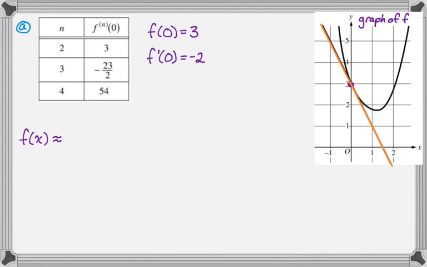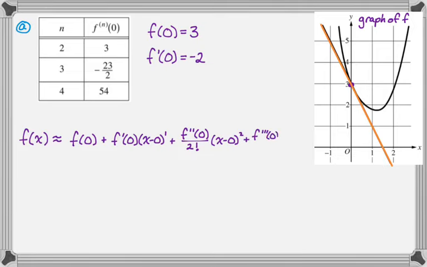So f of x is approximately equal to, because we're only using the third degree, we're not going to infinity, the value at 0 plus the derivative times x minus 0 to the first, plus the second derivative over 2 factorial, x minus 0 to the second, plus the third derivative over 3 factorial, x minus 0 to the third. I'm really just writing that out for the purpose of the video. You don't have to write that out when you write your solution. And now it's just substitution. We know all of the values.